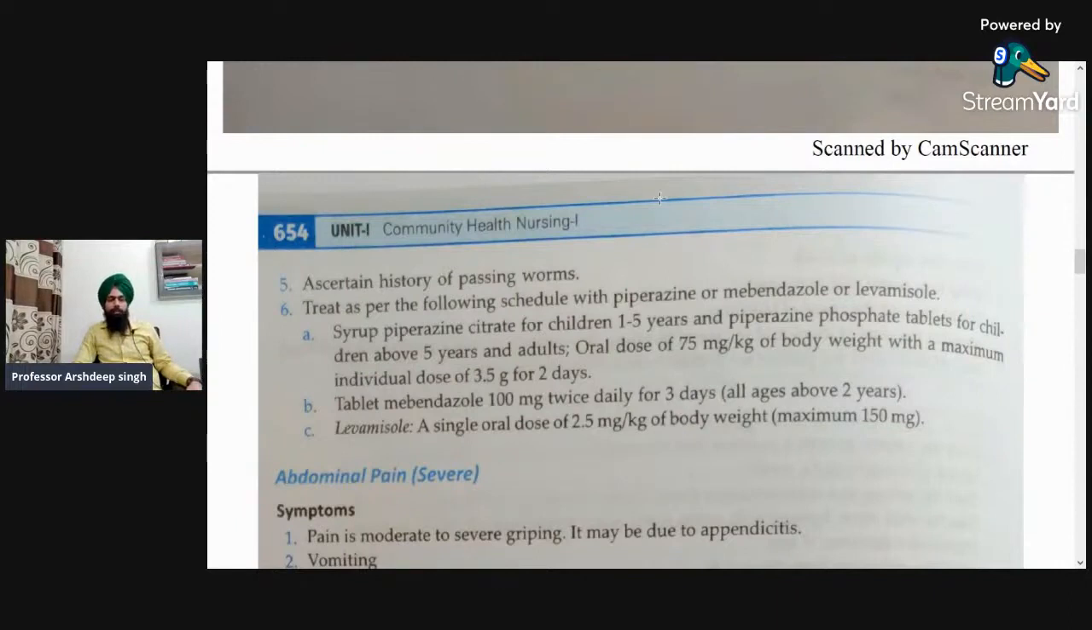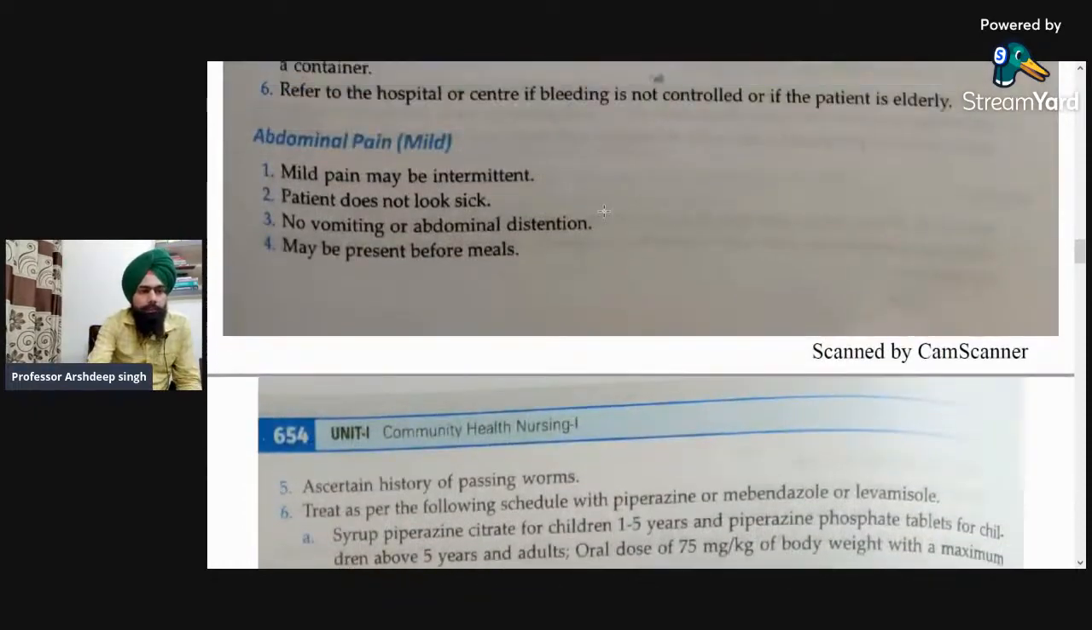Along with that, tablet mebendazole 100 milligram twice daily for 3 days, and levamisole, a single oral dose of 2.5 milligram per kilogram of body weight, or a maximum of 150 milligram, can be given in the case of abdominal pain. So that is all about today's topic, up to abdominal pain.